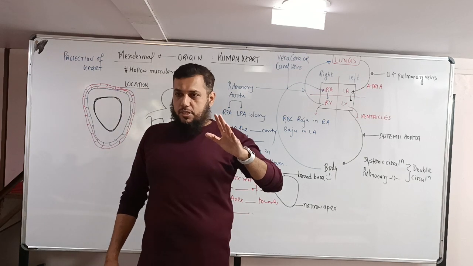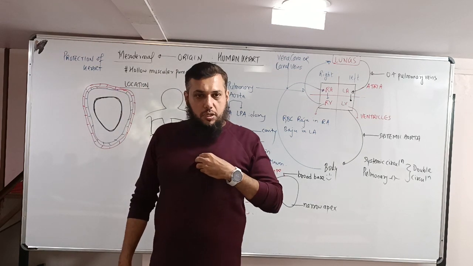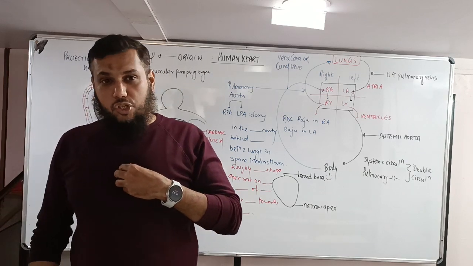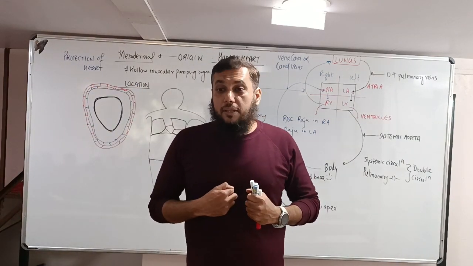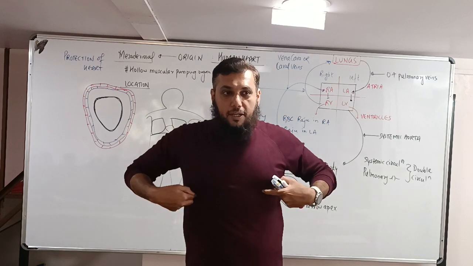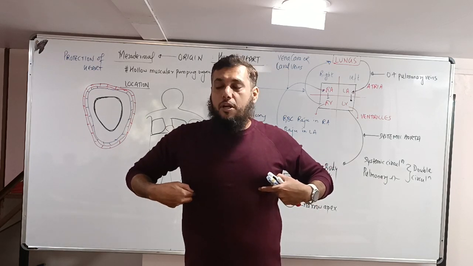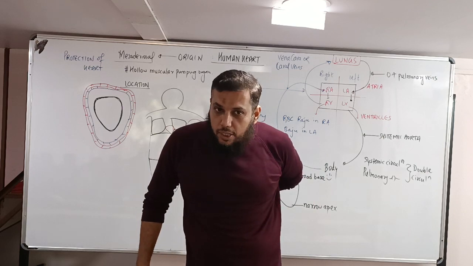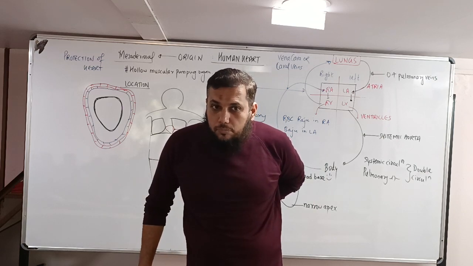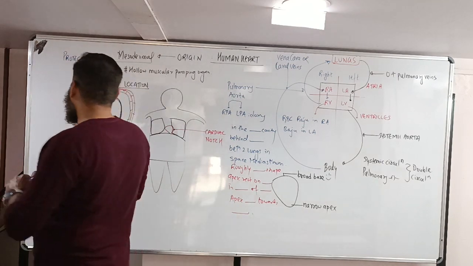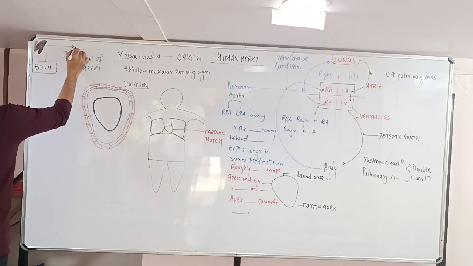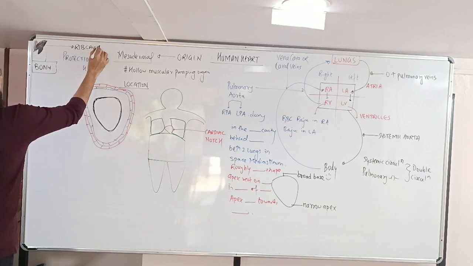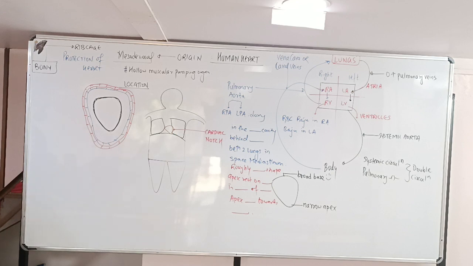So for the heart also, how many protections are there? 3. Bony protection. Who is the bony protection? Rib cage. So can I say it is protected ventrally by the sternum, laterally by the ribs, and dorsally by the vertebral column? Okay? So bony protection, understood by everyone? Give me yes or no? Yes. Who is the bony protection? Sir, it is the rib cage.